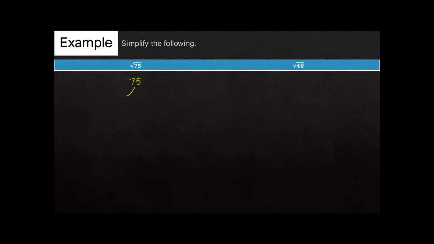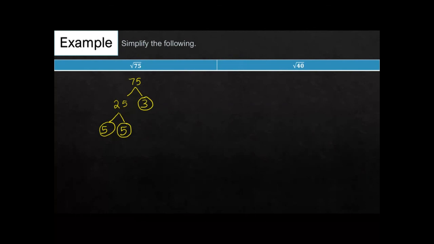So I've got 75, and I need to split it up. And I know that 25 times 3 gives me 75. So 3 is a prime, so I can circle that. That I can't split up. And 25 is 5 times 5. And 5 is a prime number, so I can't split that up. So 75 can be split up as 5 times 5 times 3. So all of those prime numbers, we can rewrite 75 into the smaller numbers.